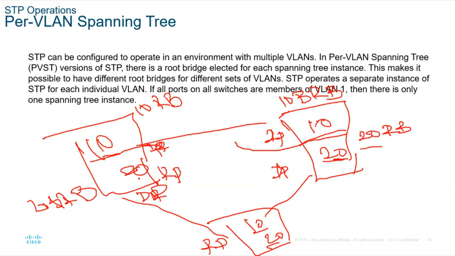When it comes to the port role, this port 1 under VLAN 10 is going to serve as the designated port, but under VLAN 20 it's going to be the root port.